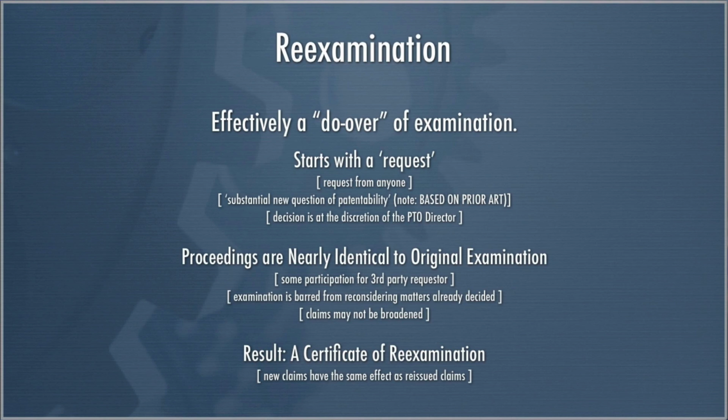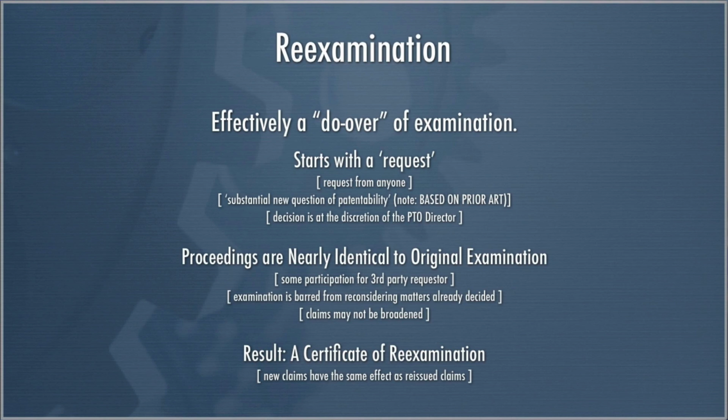The other thing that's important is that this new examination cannot consider anything that's already been decided in the earlier examination, right? So this is, again, to protect the integrity of the original prosecution process. So if a particular piece of prior art was considered and it was determined that the claims are patentable over that piece of prior art, you can't use that. That can't come up in reexamination, right? It's done. It has to be a substantial new grounds of patentability and cover areas that were not covered before.